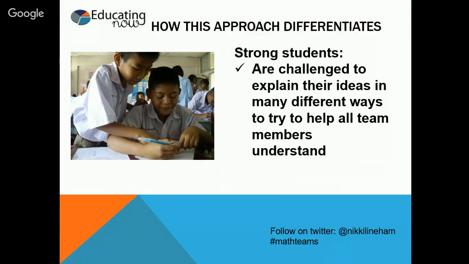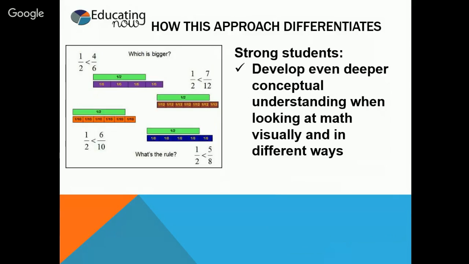So our strong students are also benefiting from this approach, and they were the ones I was the most concerned about, but the research actually shows they benefit the most because they are teaching and explaining, and also because they are challenged to come up with multiple different ways to help their team members understand, including visuals, which is often a challenge. Some of our quote unquote strong students are quite strong procedurally, but maybe not so much conceptually, and they don't necessarily know what it actually means, and this helps them to develop that conceptual understanding.